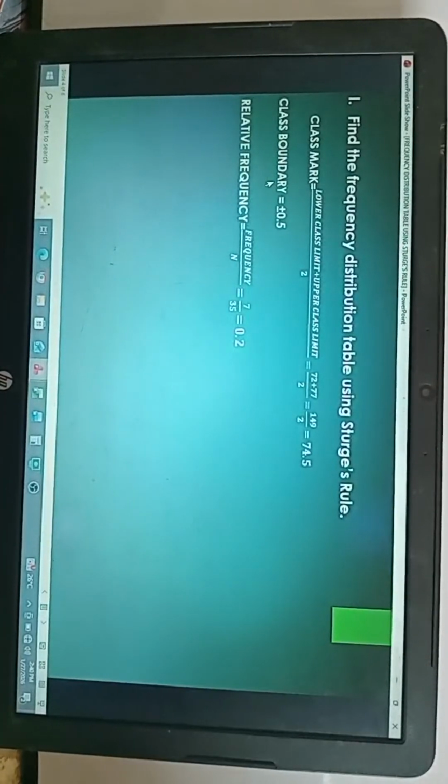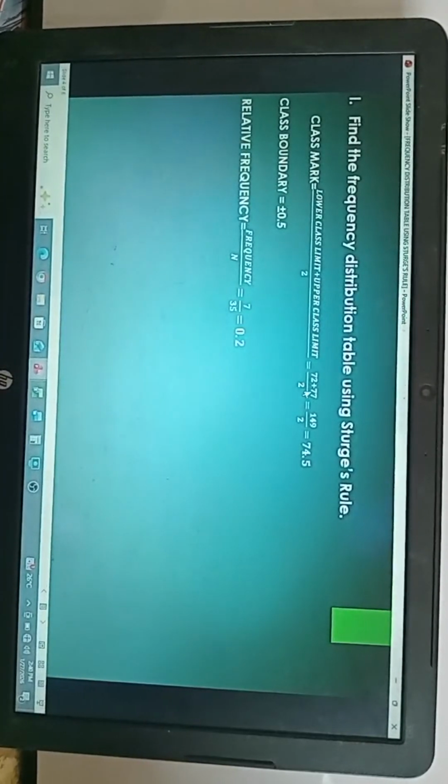Then our class boundary, in order for us to get our class boundary, we have to deduct 0.5 from the lower class limit, and to the upper class limit, we have to add 0.5 to it.